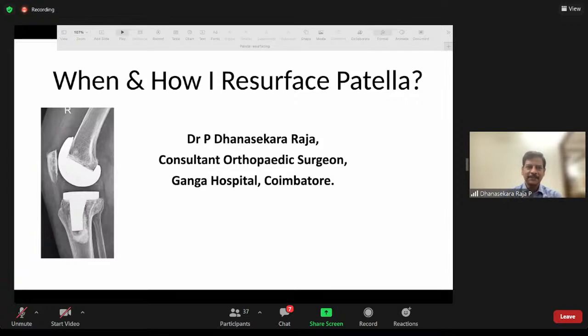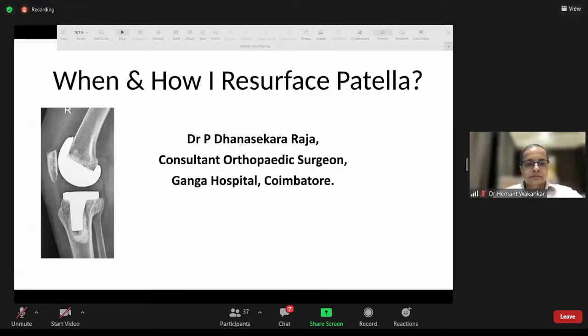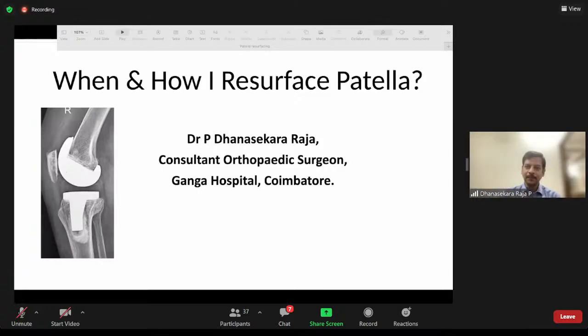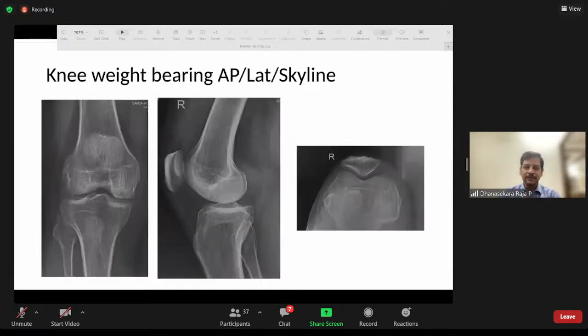Generally, I resurface patella, and this talk is more biased towards resurfacing. But I covered most of the relevant points about patellar resurfacing. So generally, we take a weight-bearing AP, lateral, and skyline view for any knee replacement patient, and we do assess the patellofemoral joint.